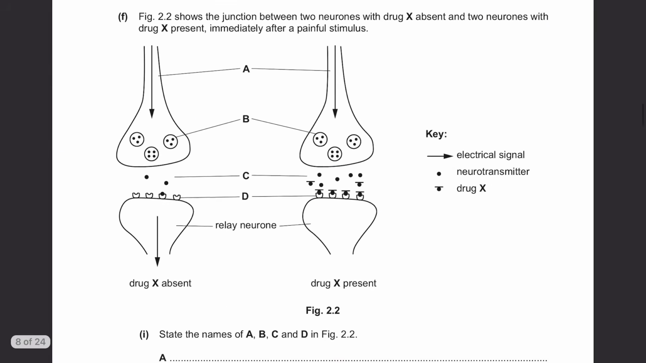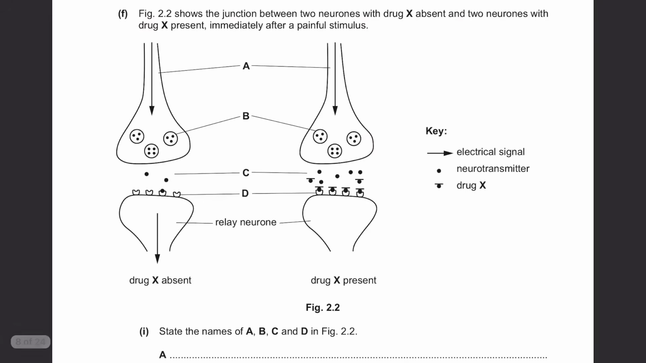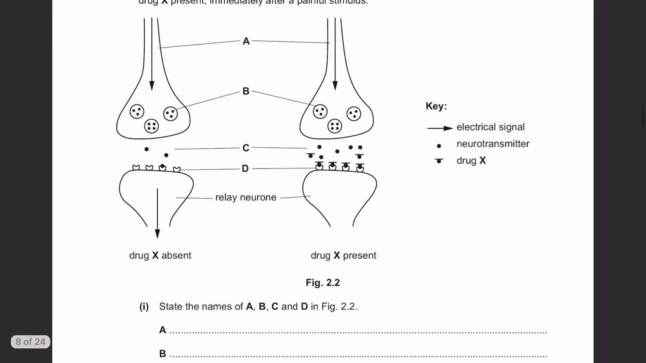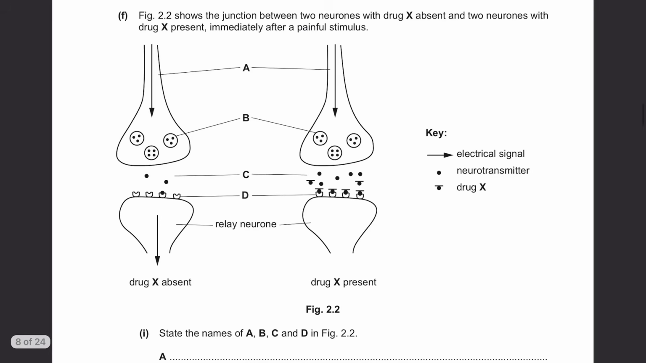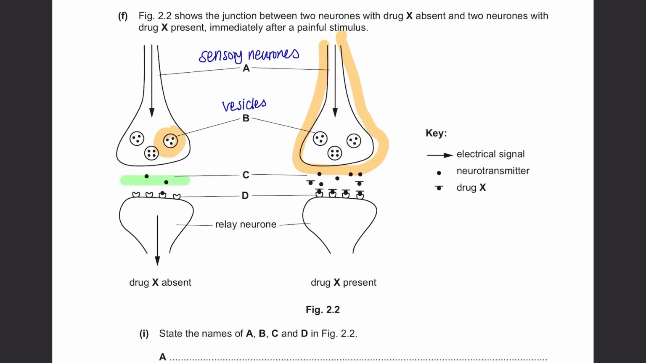Part F. Figure 2.2 shows the junction between two neurons with drug X absent and two neurons with drug X present immediately after a painful stimulus. State the names of A, B, C, and D in Figure 2.2. Alright, A is pointing at this whole thing. These are the sensory neurons. B are small bags carrying neurotransmitter, the vesicles. C is the junction between the neurons, the synapse. D are the points where neurotransmitters can stick to, the receptor molecules.